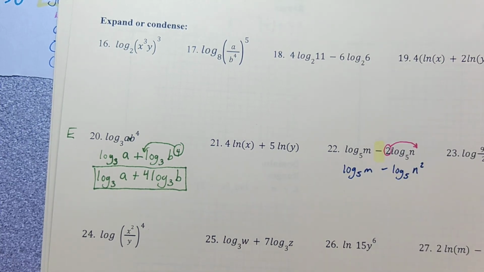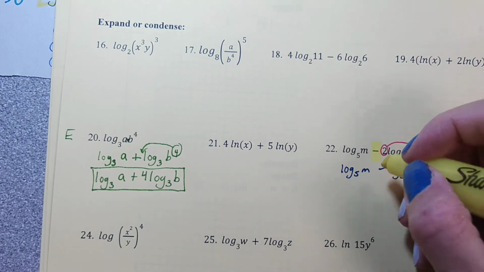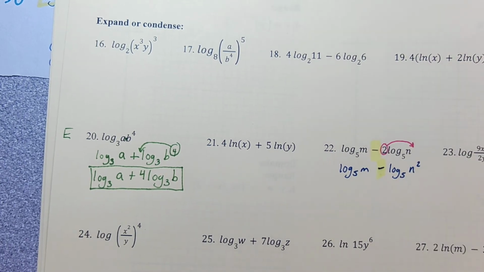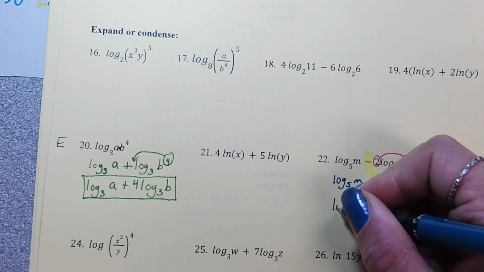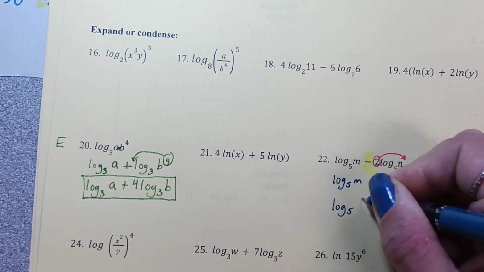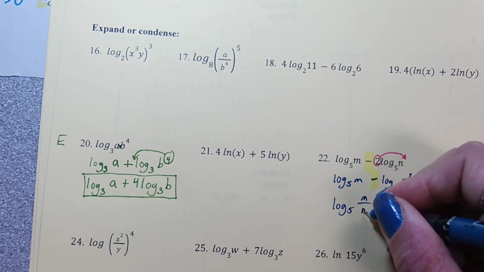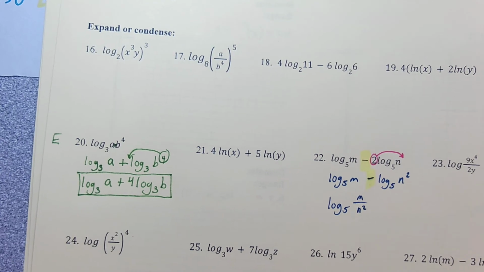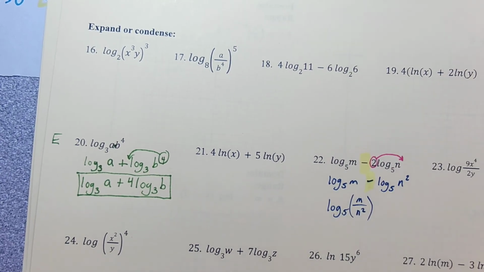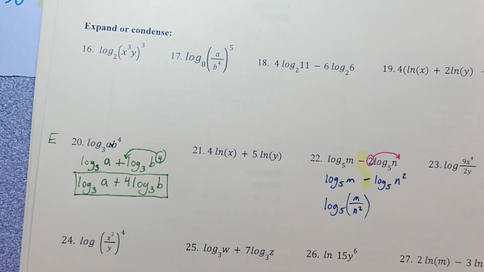Now that I don't have any coefficients, these two logs are separated by subtraction. So what operation do we use to condense them? Division. So the m is going to go on the top. The n squared is going to go on the bottom. And if it makes you feel better, you can trap that in parentheses, but you don't have to as long as it's clear that these are inside the log and your base is 5.